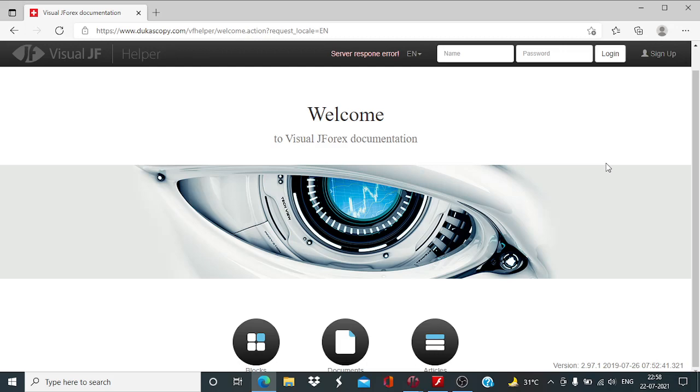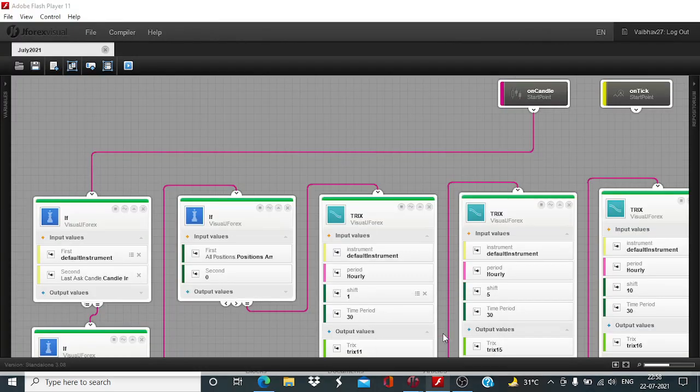Myself, Vaibhav. In today's session of Visual JForex, we will be completing the algorithm involving the indicator triple exponential moving average, which can be shortened to TRIX. This is the third and final part of this series. So let us now get started. We head to the Visual JForex board, which has been developed by the Dukascopy Bank SA.